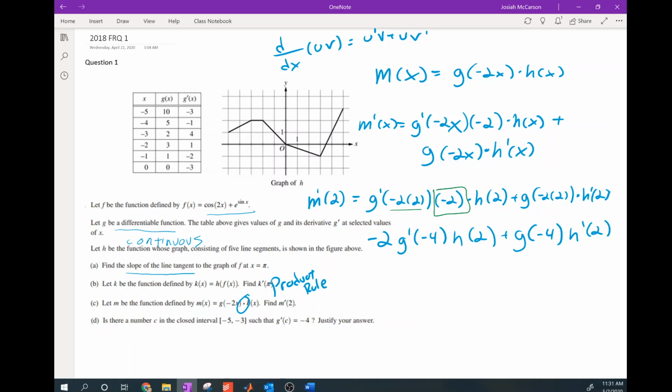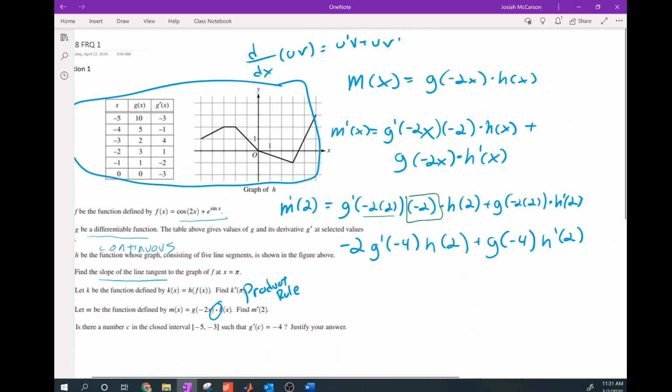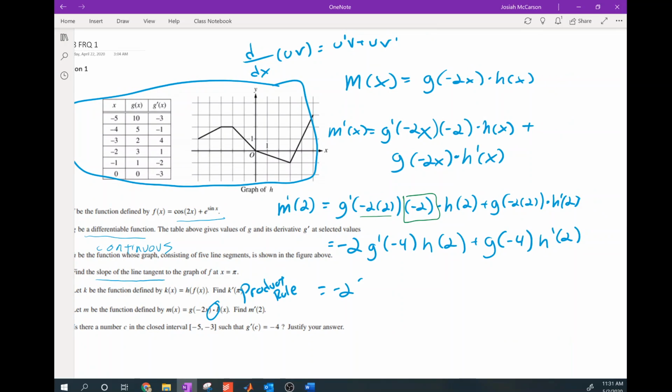h prime of 2. Now these parts are all going to come from up here, so we don't have to do any plugging in with the sines and the cosines. That's going to save us some grief. So then this will equal -2 g prime of -4 is -1. Just h, not h prime. H of 2. I don't like that. But that's actually going to be -2/3.